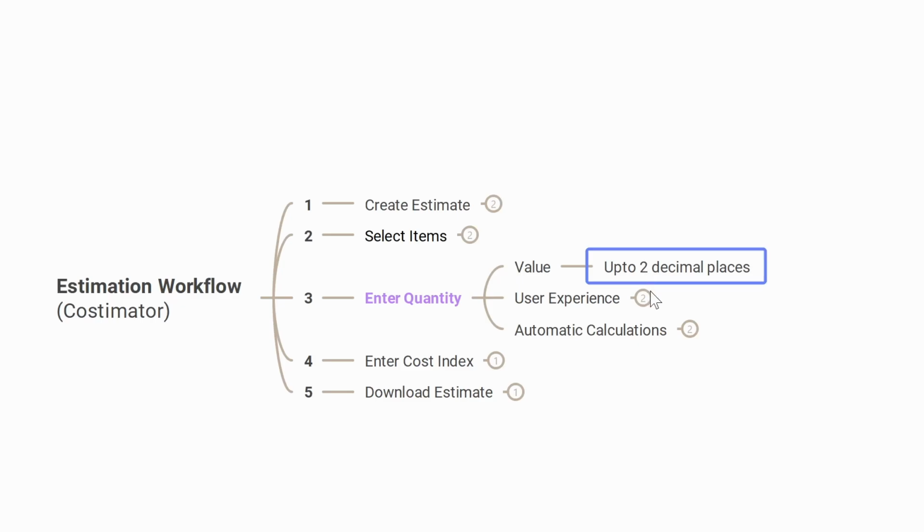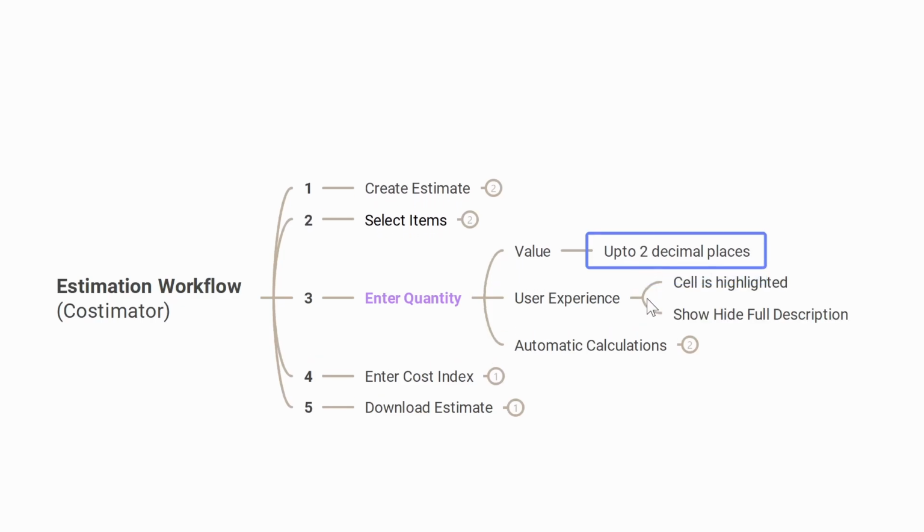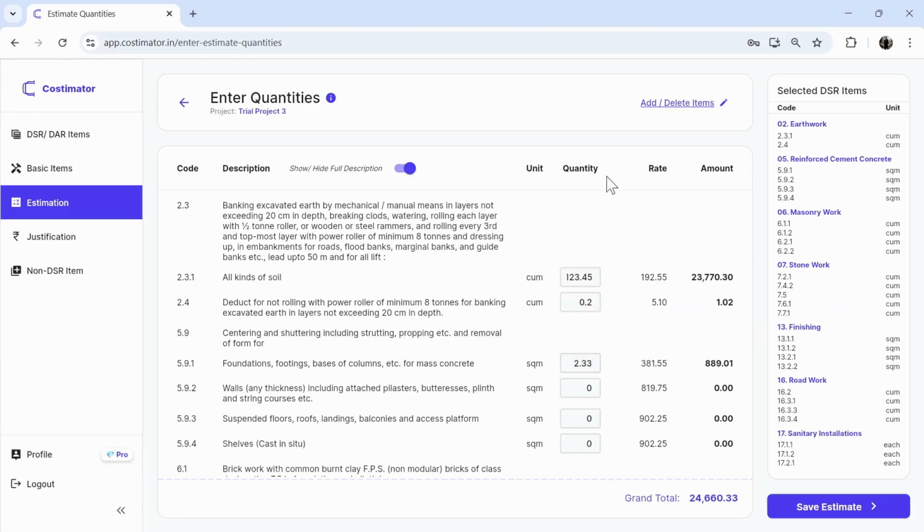Now to improve the user experience, that is the second part of this entire thing, we have 2 things which are going on. Whenever you are inside a cell, that cell is going to be highlighted. So it gives you a very clear picture as to where you are inside your whole entering of quantity thing. And you also have an option to show or hide the full description. So I'll talk about the first thing first.